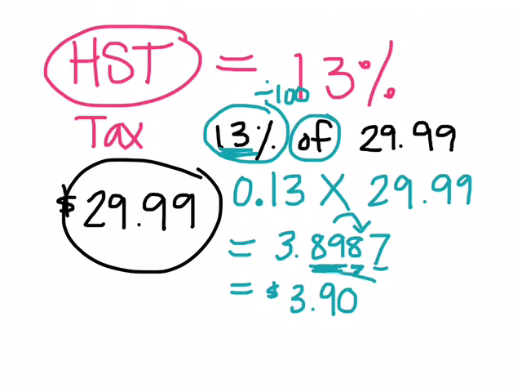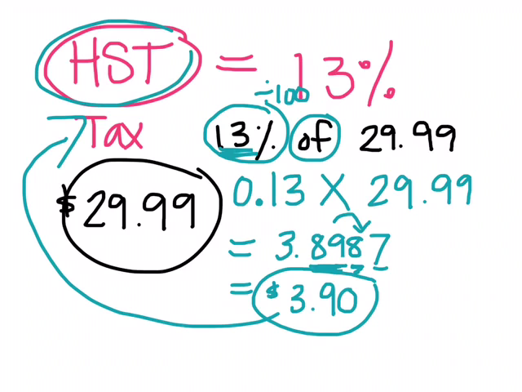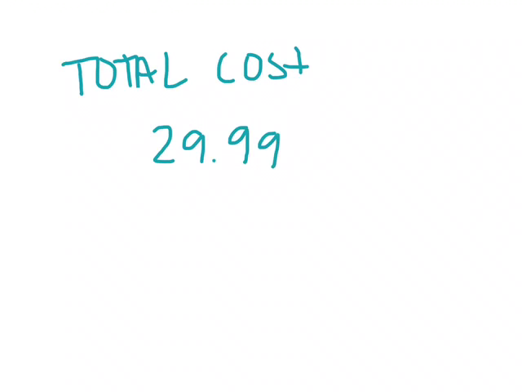So this answer here represents how much tax, how much HST I'm going to pay on the item. So the item costs $29.99. Then I have to pay $3.90 tax. So when you bring this to the cash register, what's your total price going to be for this item? How would we calculate that? I want to know the total cost of the item. So it was $29.99. Tax was $3.90.